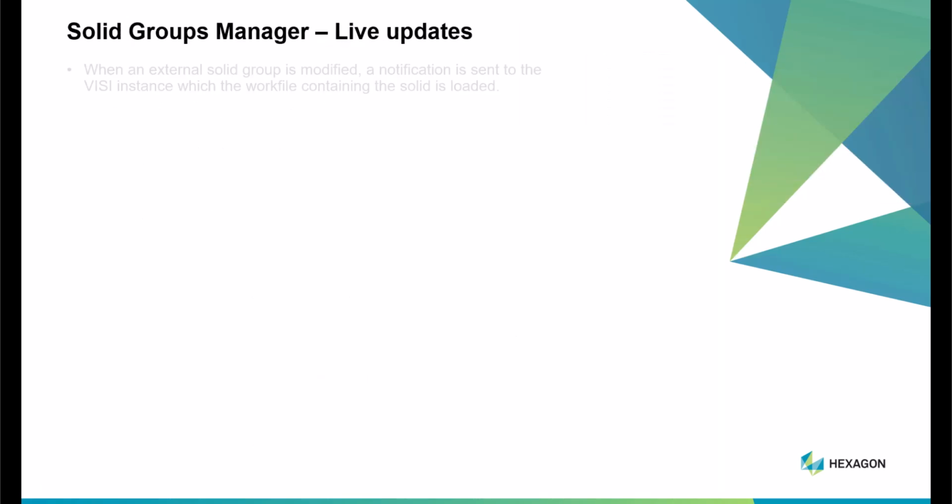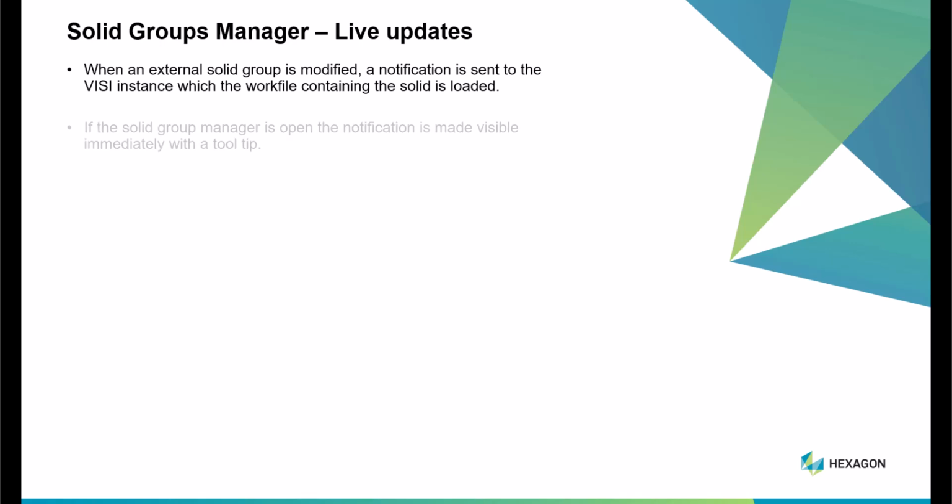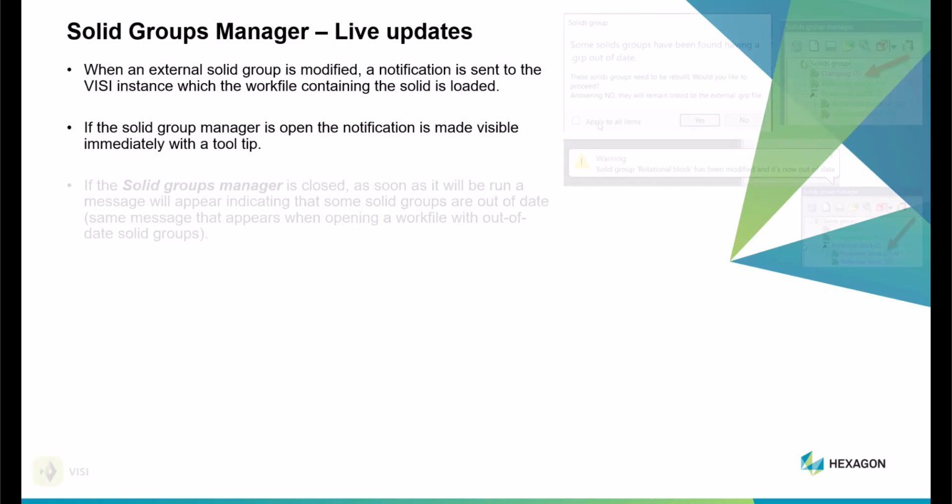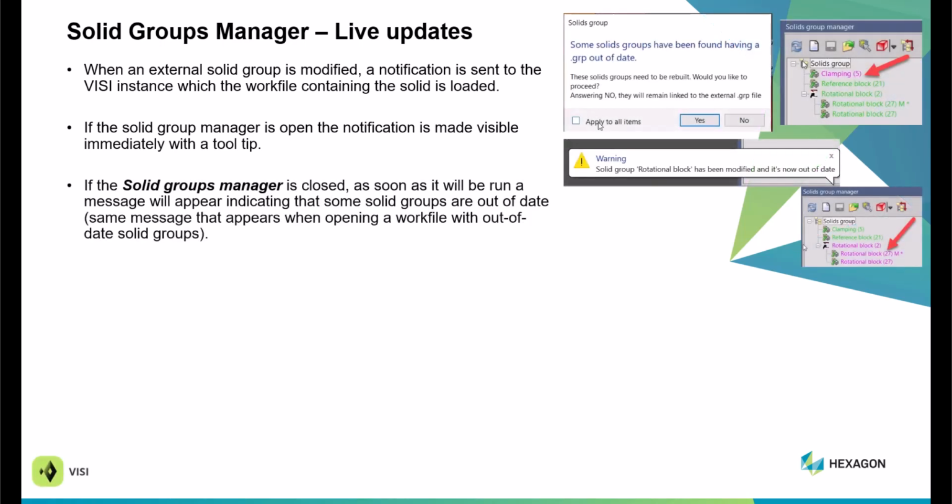Solid Group Live Updates. When an external solid group is modified, a notification is sent to the VISI instance which a work file contains for the solid group we loaded. If the solid group manager is open, there will be a notification at the bottom of the screen. And it is possible to close the solid groups manager and a message will appear to say, hey, this is out of date.